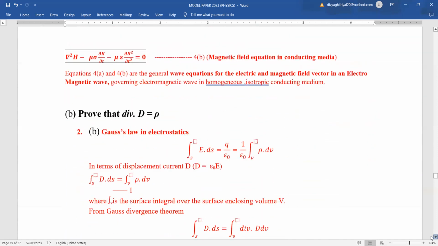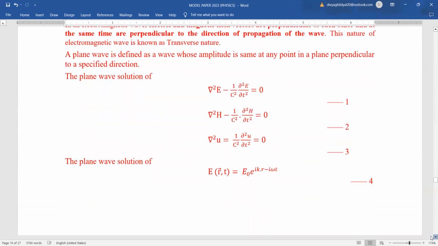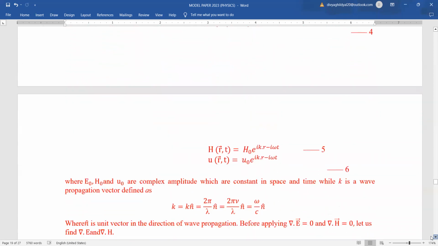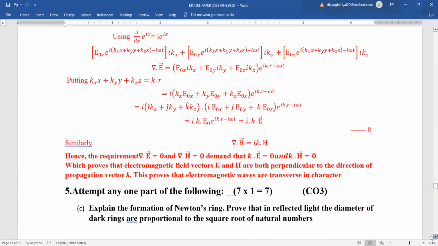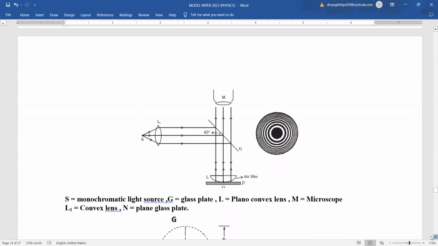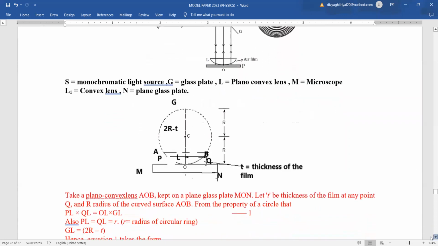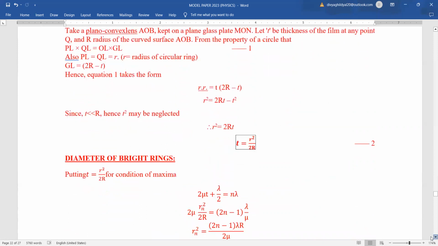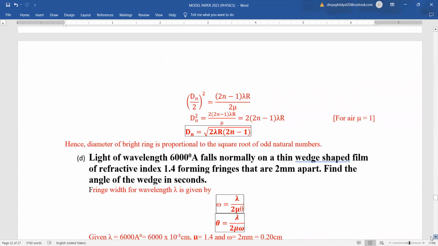This way, any equation of Maxwell can be there. Electromagnetic waves are transverse in nature. Again, a 7-mark derivation, so the answer again becomes lengthy. Newton's rings, how they are formed: I will have to show it with the help of a diagram, and then I will derive the expression for the diameter of the rings using the property of a circle.